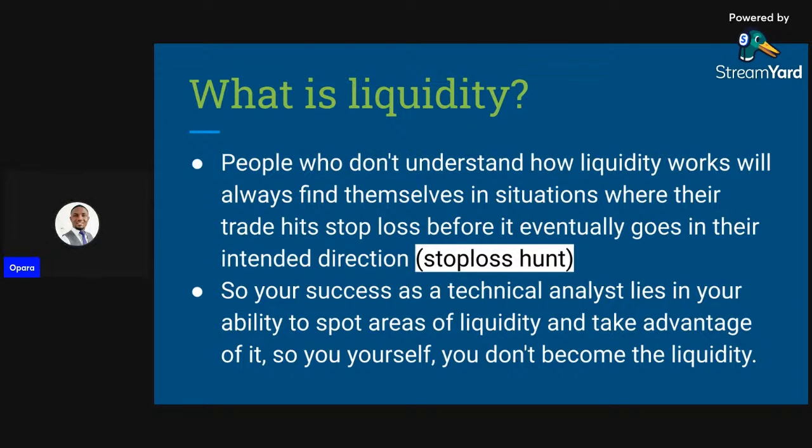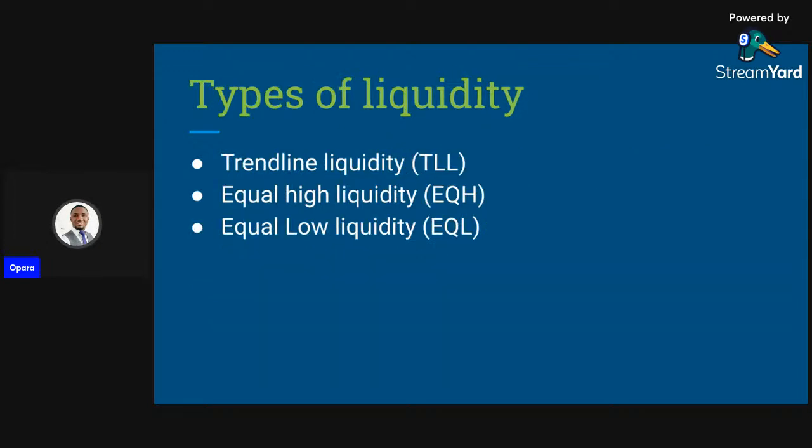Right, so let's proceed. Now, types of liquidity. There are basically 3 types of liquidity. There are other types, but the most prominent ones are just 3. We have the trendline liquidity, probably known as TLL. If you're looking at somebody's chart, they might not want to write trendline liquidity in full, they just write TLL.